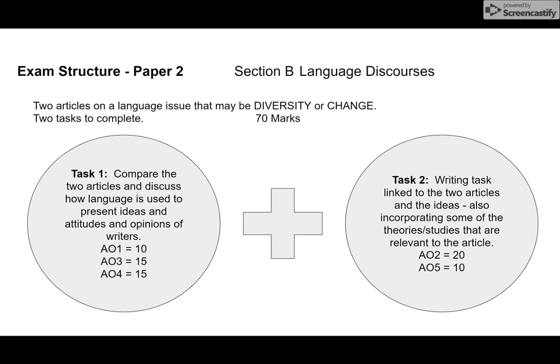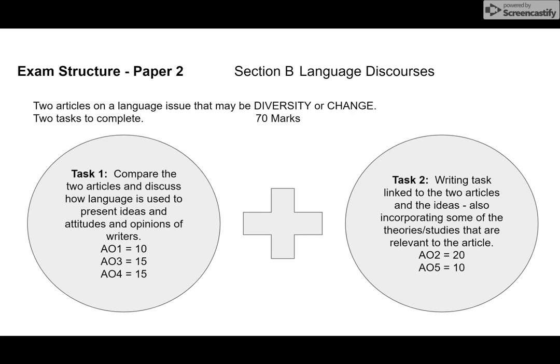That'll give 70 marks, which added to the 30 marks from the previous section brings the total to 100, which is what the paper's worth. So in task 1, students are asked to compare two articles and discuss how the language is used to present the writer's ideas, attitudes and opinions on the language issue under discussion.